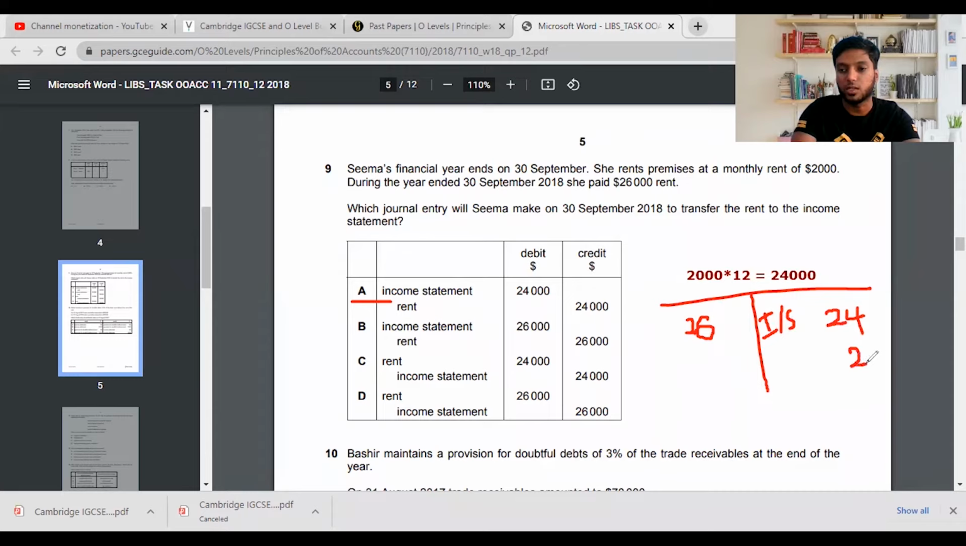So that 2,000 will come in here as carried down. That's how this sum is made actually. So this 24 will go to the rent account, credit rent account, and debit the income statement. That's what you need to know.